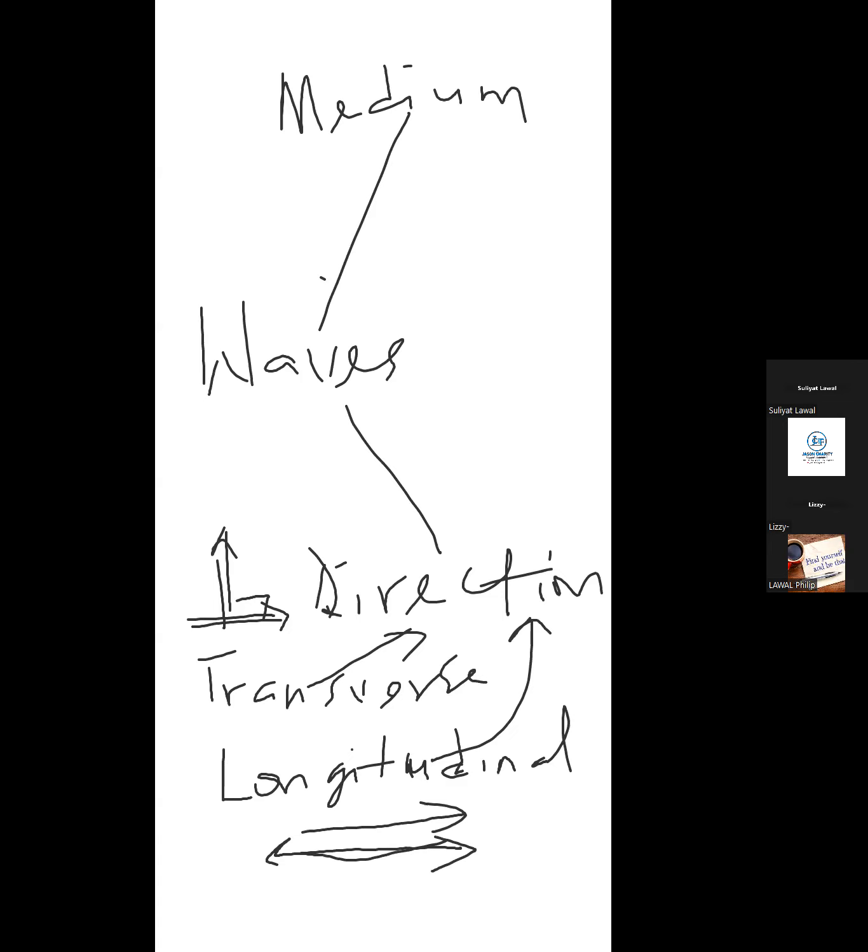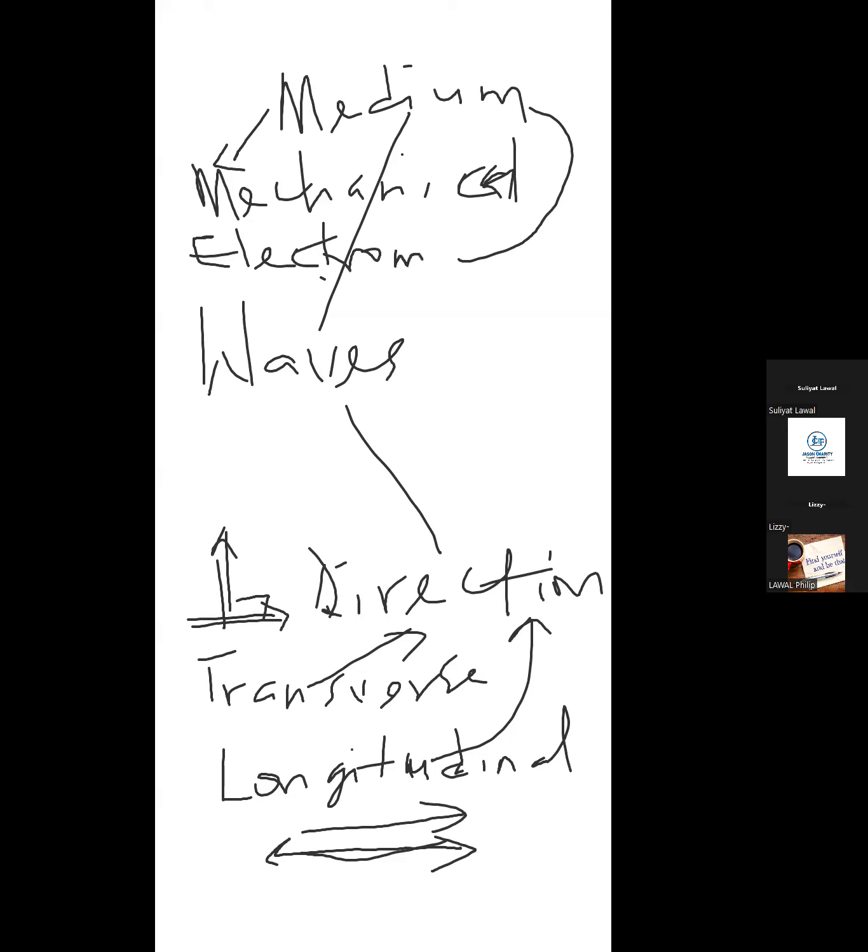Now, let's go back to the one we call mechanical waves, and then electromagnetic waves, from the word magnet. What are the examples? That is what I have prepared on the slide on the next page.